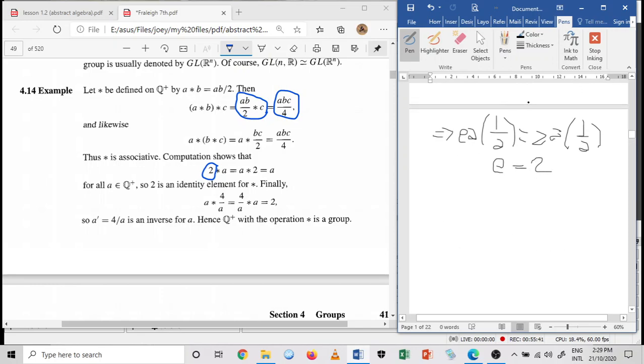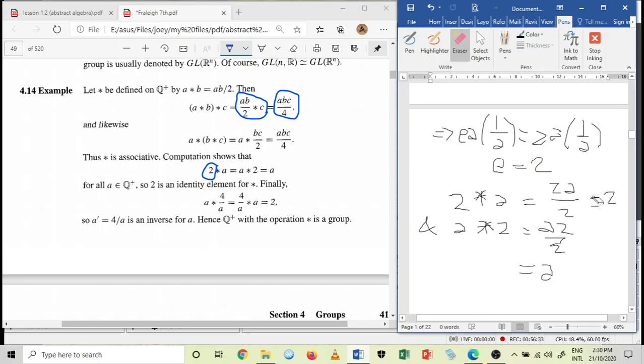We now operate 2 to A in both ways. That is, show that 2 operation A is just actually A. Okay, so that will be 2A over 2. This is equal to A. And at the same time, A operation 2 is equal to A times 2 over 2. But 2 over 2 is 1, A times 1 is A. Oh, this is not 2, that is A. Sorry. That is actually A. And this is also equal to A.